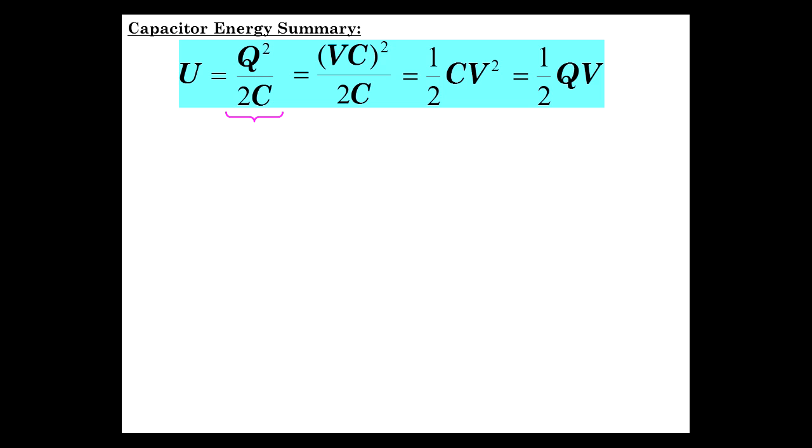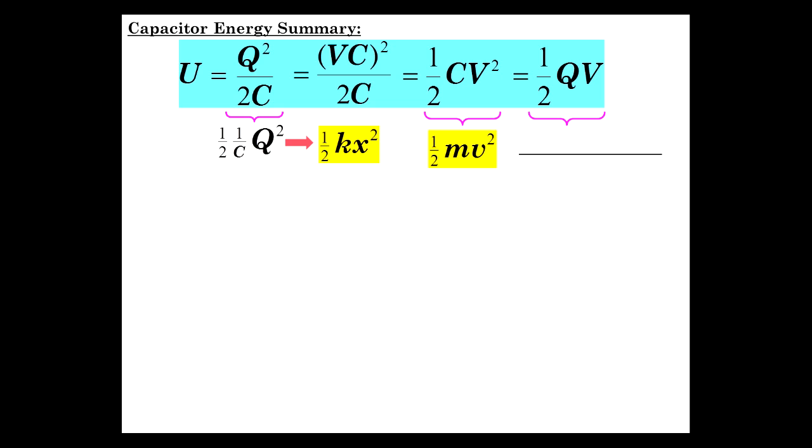Now this can be thought of in equivalent terms to things we're already familiar with, like 1/2 1 over C Q squared is 1/2 kx squared, where Q is related to x, or 1/2 CV squared, 1/2 mv squared, where the voltage is related to the speed. Now all these forms being equivalent, if you look at this final one, 1/2 Q times V, what this functionally tells us is that the energy contained in the capacitor is, Q times V is work, right? So, or energy. So it's 1/2 of the maximum Q times the maximum V.